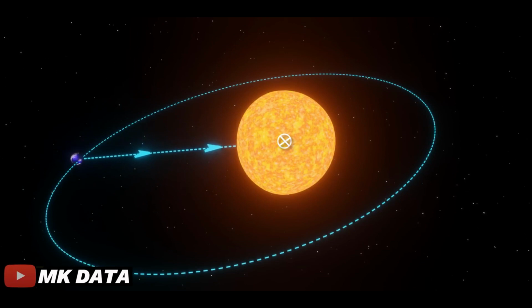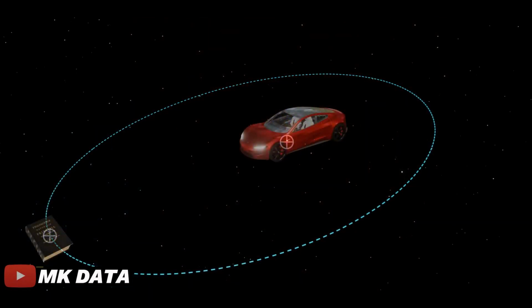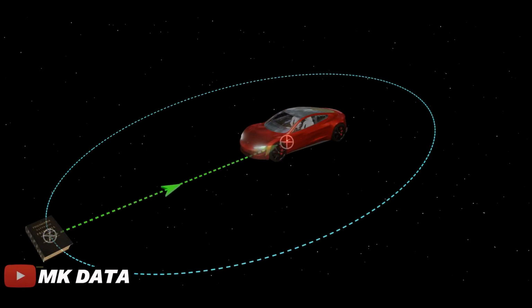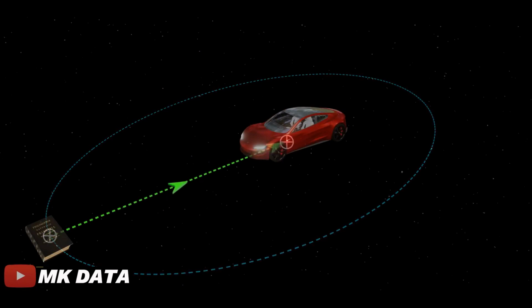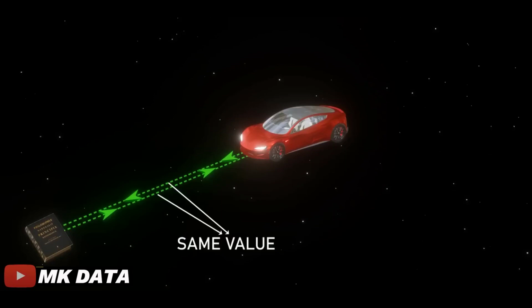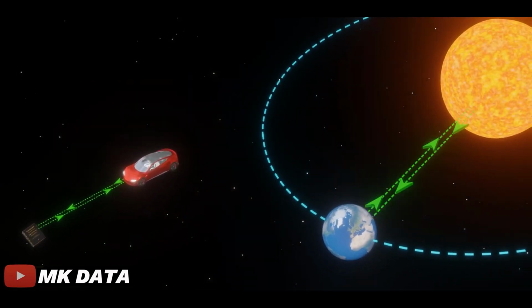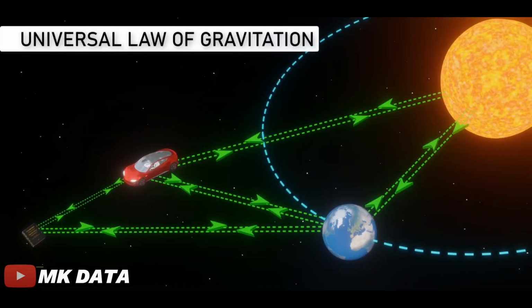Now let's move away from these rounded objects. With the same logic, this car will attract this book towards its center of mass. Similarly, this book will attract this car towards its center of mass with a certain force. According to Newton's third law of motion, these two force values should be equal. In short, all the objects in the universe attract each other with a certain force. This is the Universal Law of Gravitation.